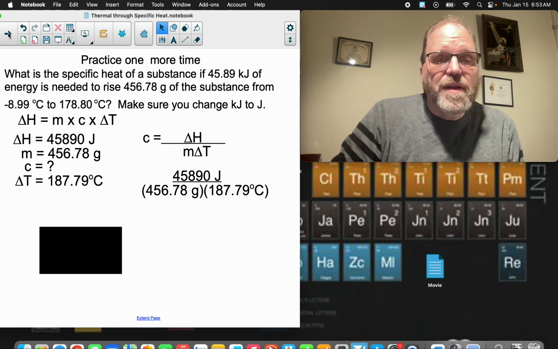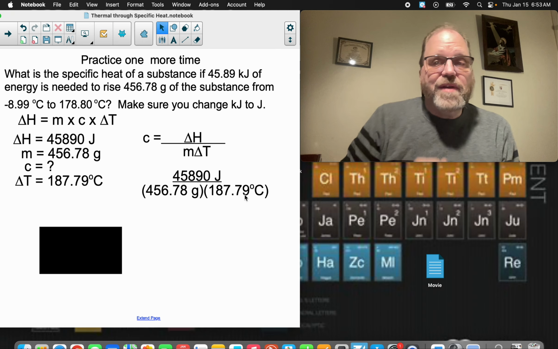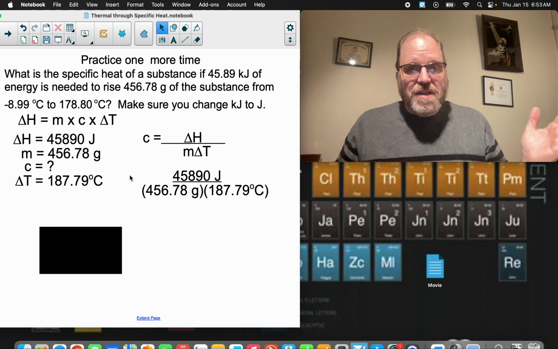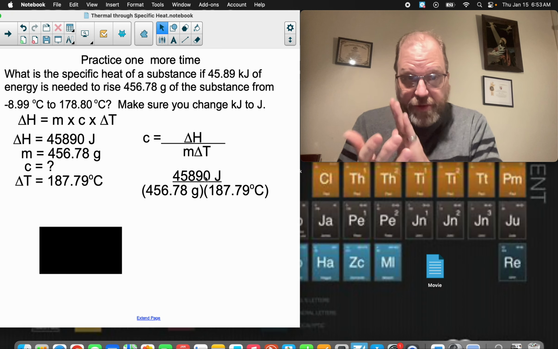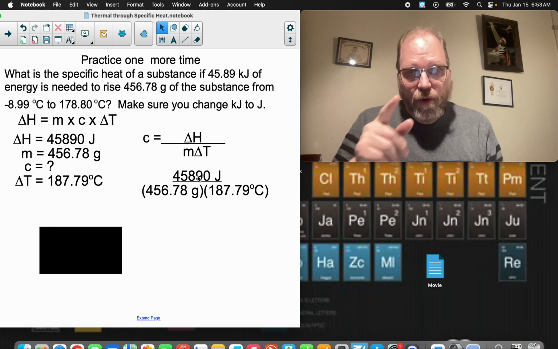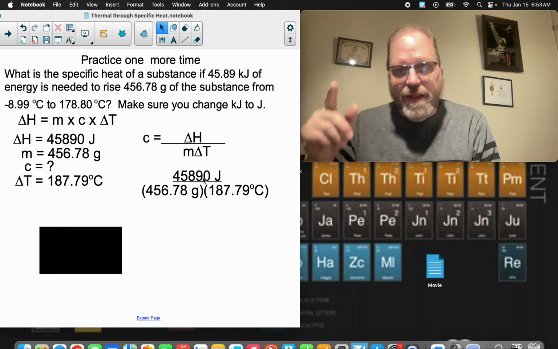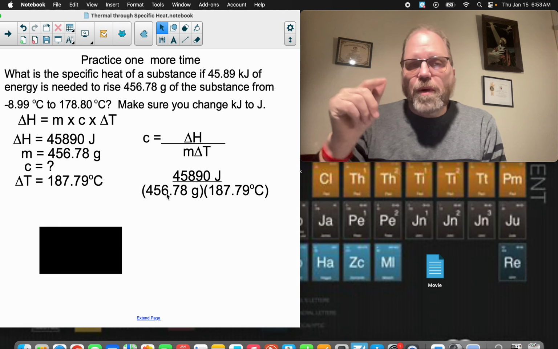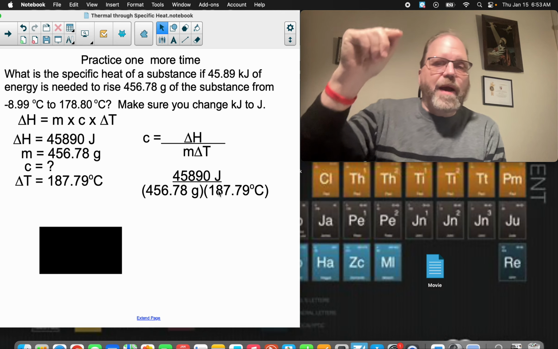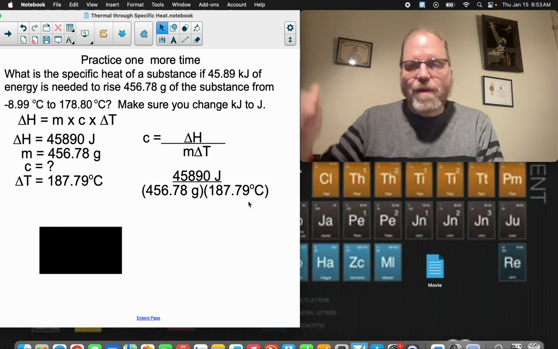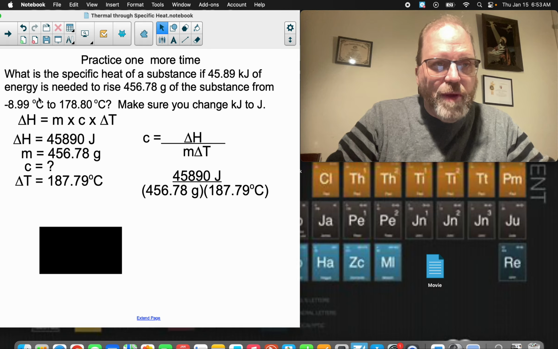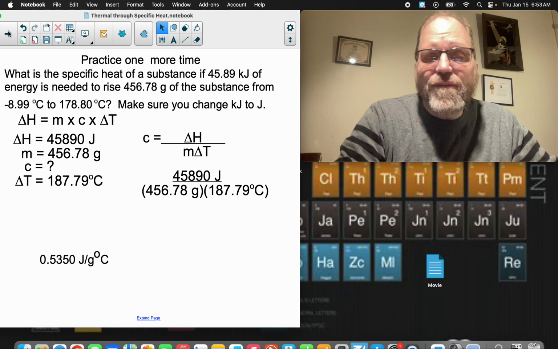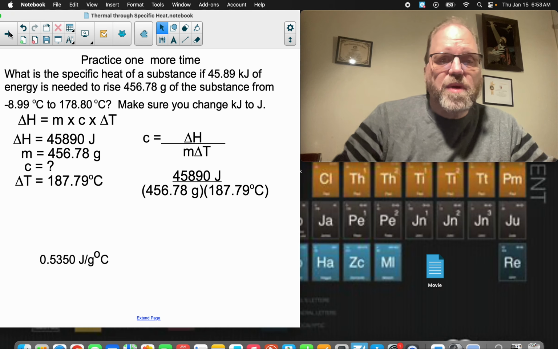45,890 joules, divided by 456.78 grams and 187.79 degrees Celsius. Nothing crosses out. That's because the units are joules per gram degree Celsius. Take your calculator, plug it in there: 45,890 divided by 456.78 equals, divided by 187.79 equals. Get your answer. Remember your sig figs. Your answer should be 0.5350 joules per gram degree Celsius.